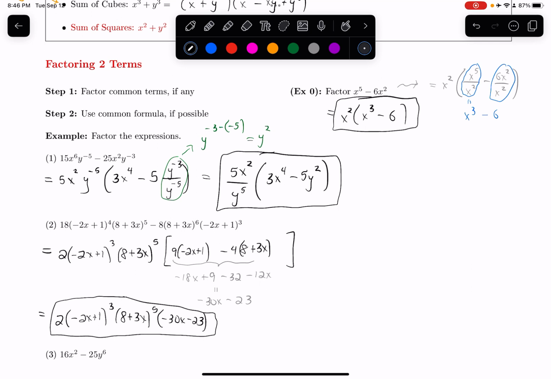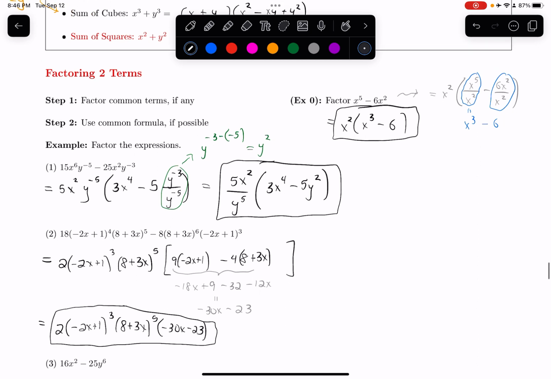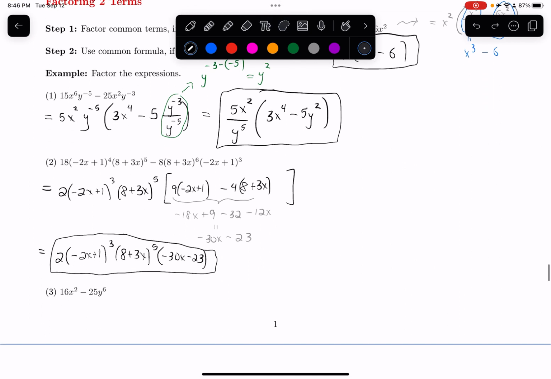Okay, so far I've been kind of slowly ramping up the difficulty on some of these two-term expressions, and I haven't really done an example where I've used any of the common formulas. Okay, all right, let's do a few more examples.